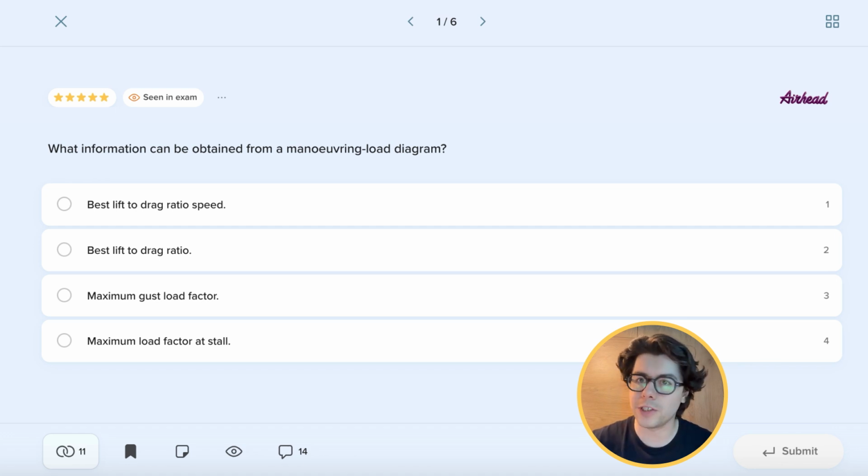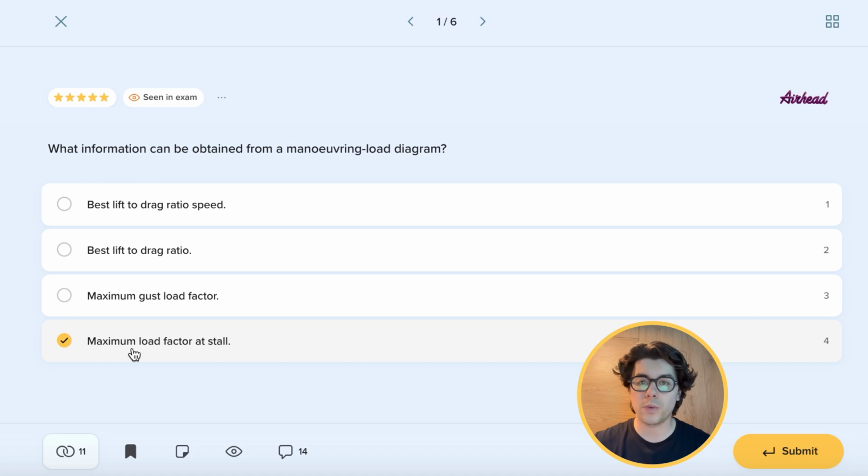This is a very popular question, and there's a little trick because the maneuvering load diagram can often be confused with the gust load diagram. However, the maneuvering load diagram essentially gives you your load factor, your speeds, and where the aircraft stalls. So you can basically associate each speed with its stalling load factor. This is very useful in order to get your maneuvering envelope, for example. So of course, from the answers that you can see right here, it will give you your maximum load factor at stall.